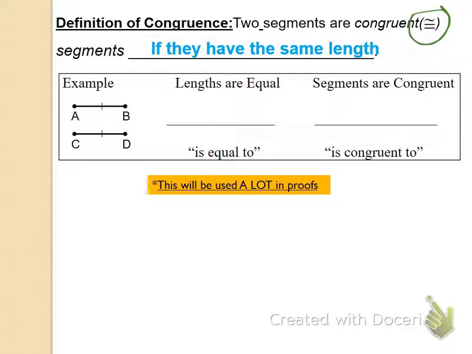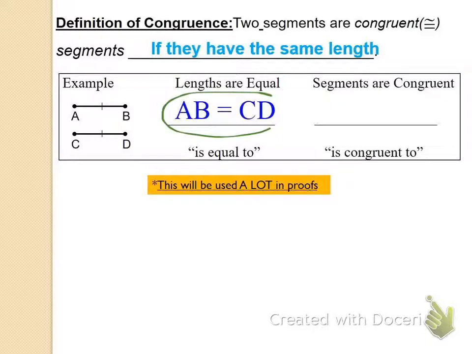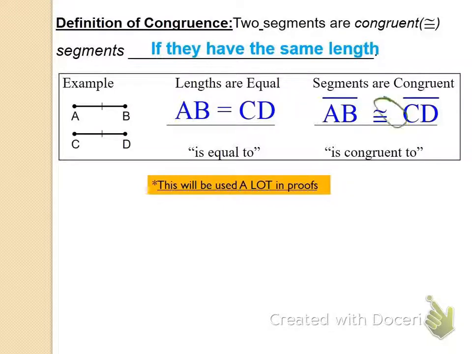So, segment AB and segment CD, if we were to measure those two things, they would have the same length. And so we would write out a statement of equality. The length of AB is equal to the length of CD. That is your statement of equality. Well, if that's the case, then the two segments themselves, not their measures, but the actual segments themselves, are said to be congruent. So segment AB is congruent to segment CD. We would write it out this way with the equal sign and the tilde above it.